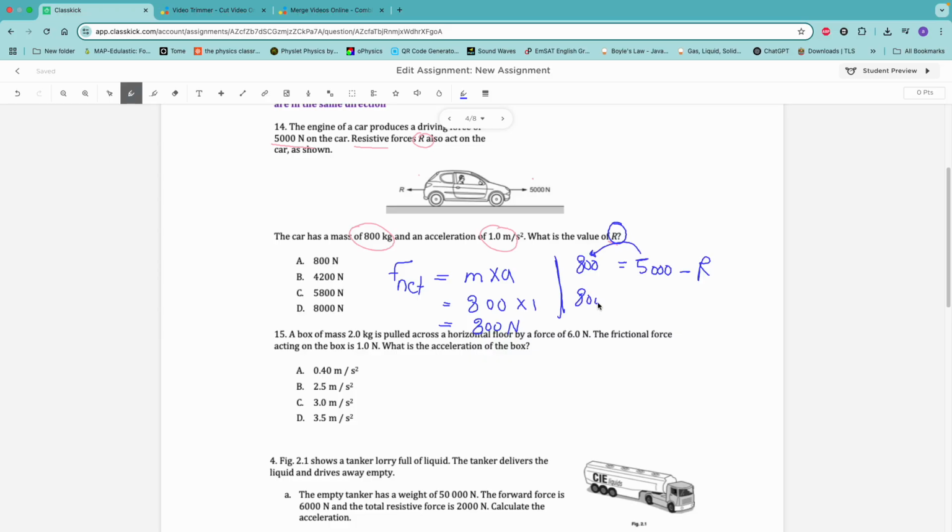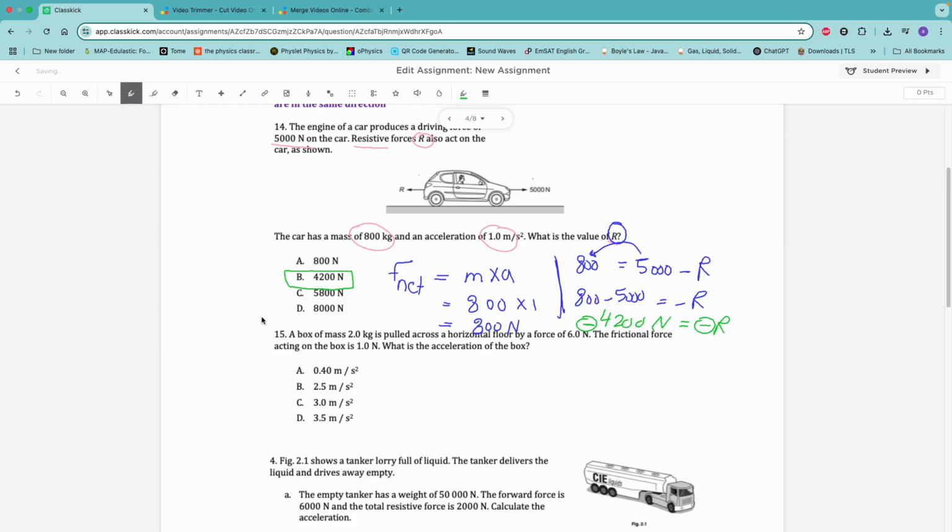This will be converted to the other side as negative. So 800 minus 5,000 will be equal to negative R, which will be equal to, in this case, just use calculator. Of course our answer will be with negative, so it gives negative 4,200 Newton. This is equal to negative R. Negative will be cancelled with negative, so the correct option is B.